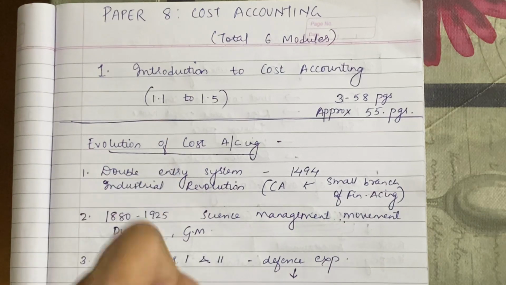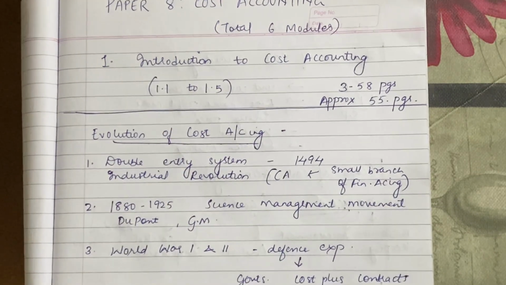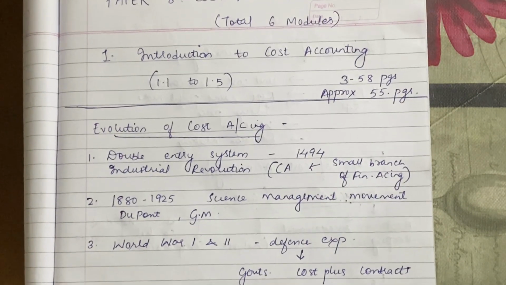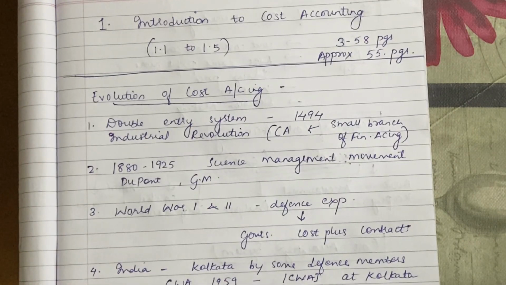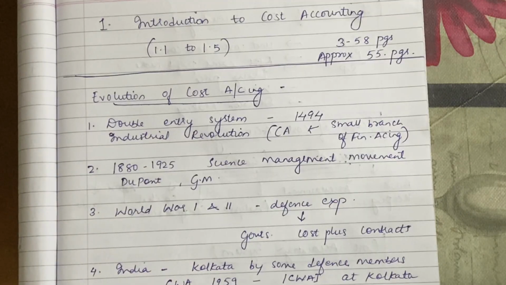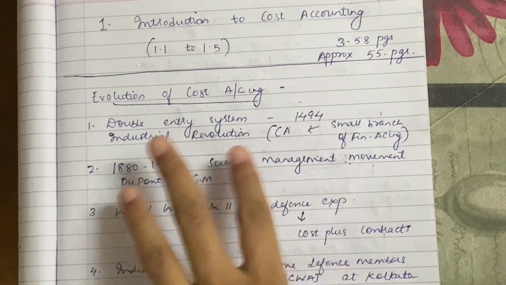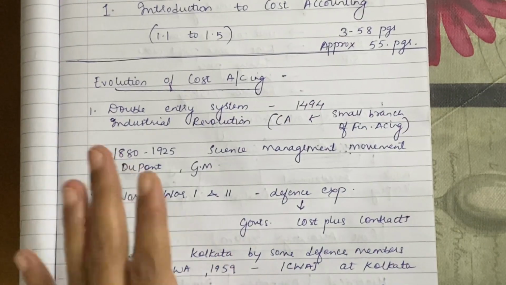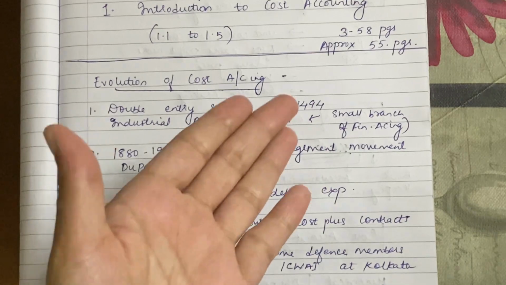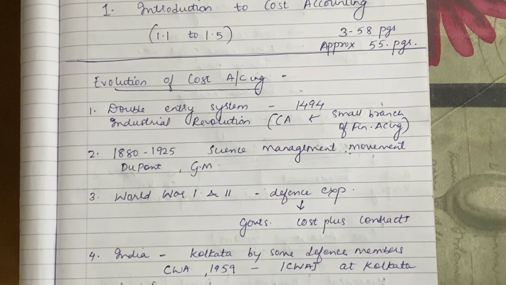Today we'll cover 1.1. Before we go into the depth of cost accounting, the principles, techniques and all, we must be aware of the history of cost accounting and how it evolved. In 11th standard, I learned that the double entry system was formed in the year 1494. After that the industrial revolution took place, and during those times cost accounting was considered a small branch of financial accounting.